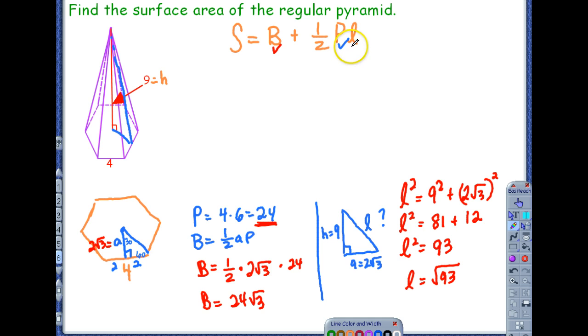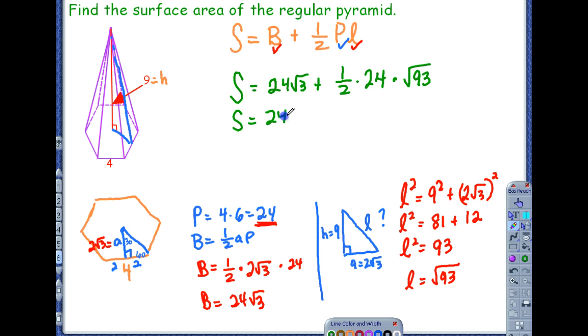So do I have all the pieces to find the surface area? I do. Let's go ahead and substitute those numbers in. Surface area is the base area, which was 24 radical 3, plus one half the perimeter, which was 24, times radical 93. I see we can at least multiply those two numbers. So 24 radical 3 plus 12 radical 93. Now, can I combine these? I can't, and radical 93 doesn't simplify any further, so this would be the exact answer.